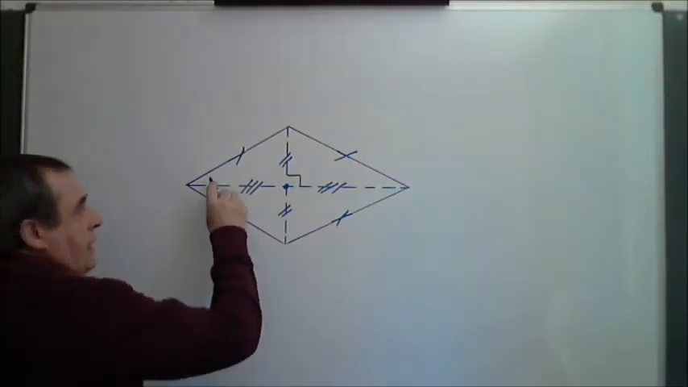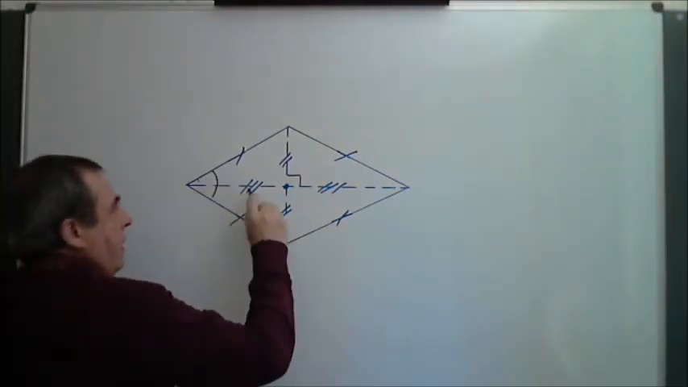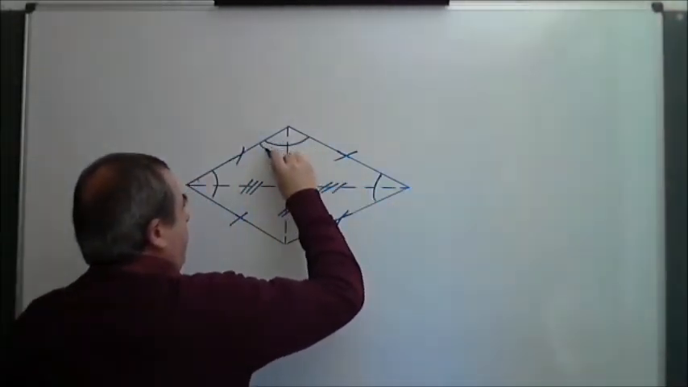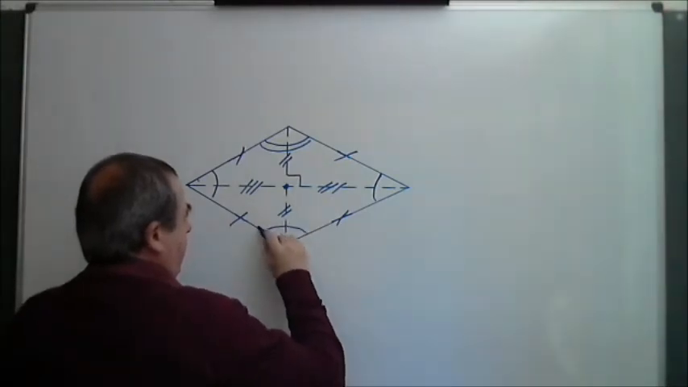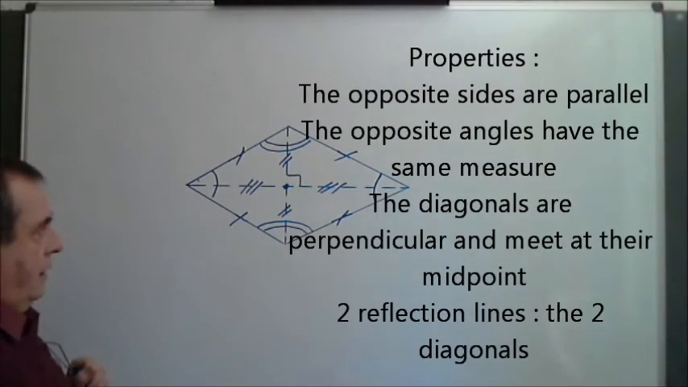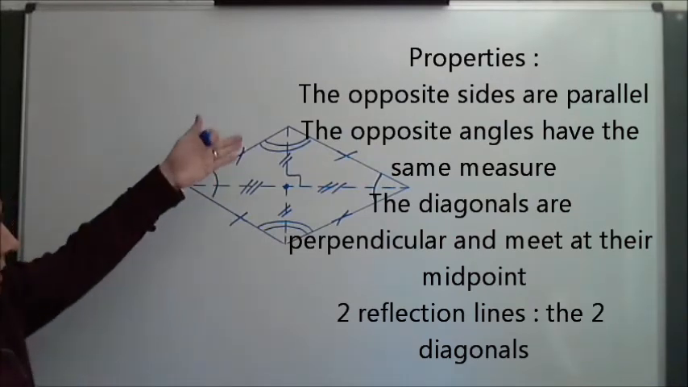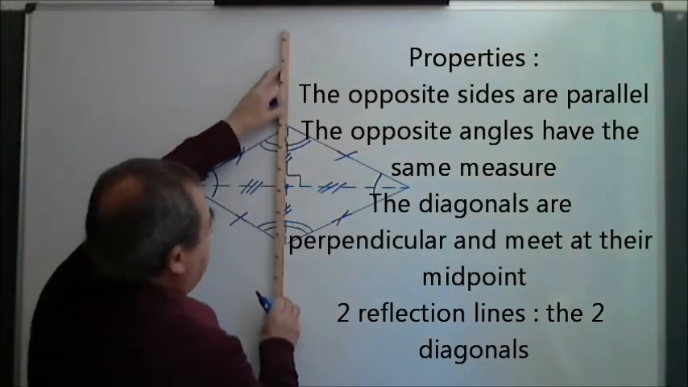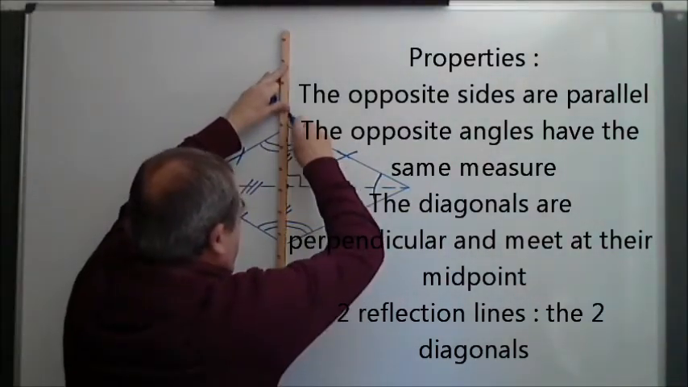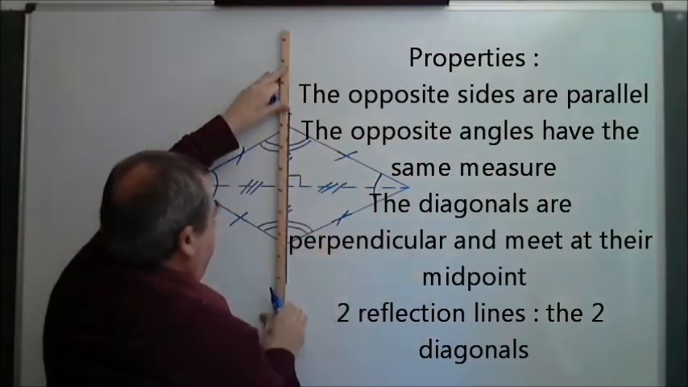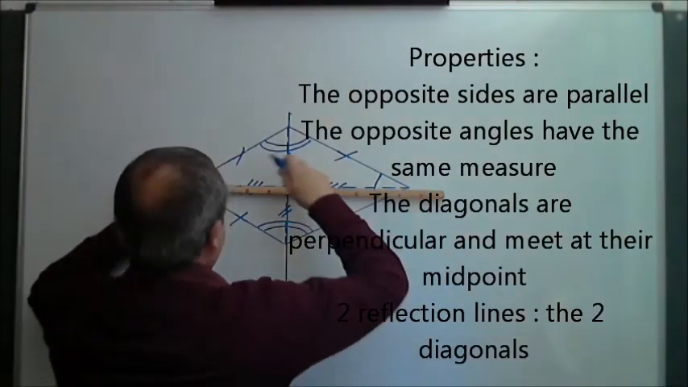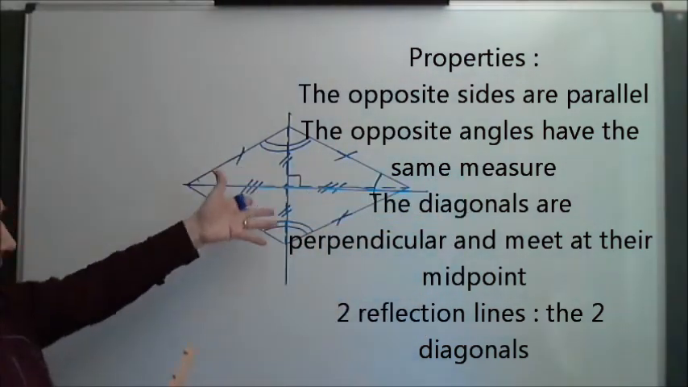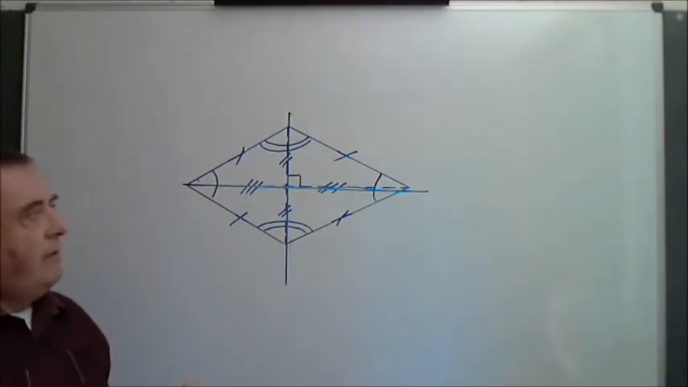Other property, the opposite angles have the same measure. And the last property, you can observe that the two diagonals are reflection lines. First reflection line, second reflection line, and so the diamond has two reflection lines.